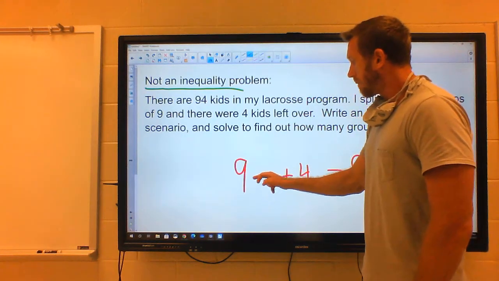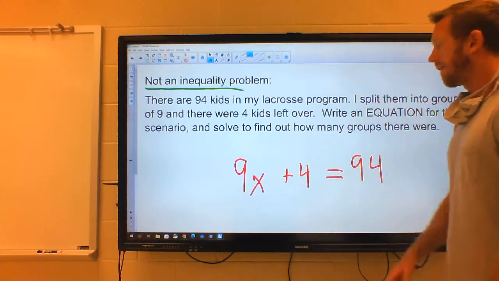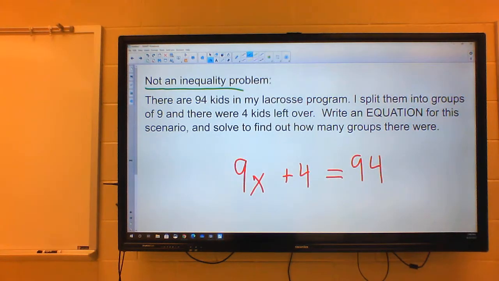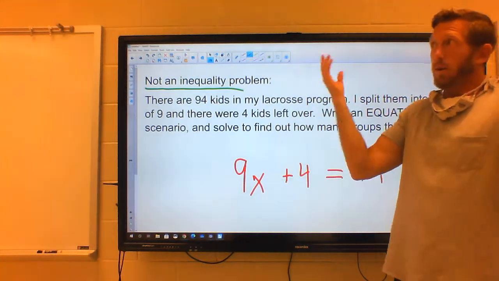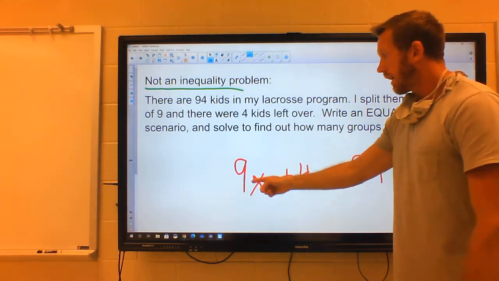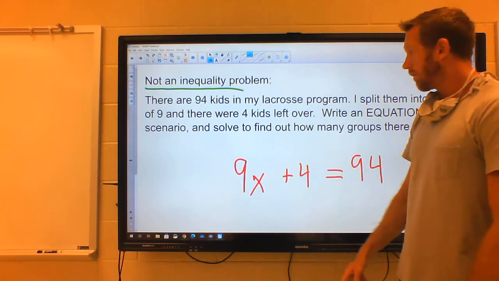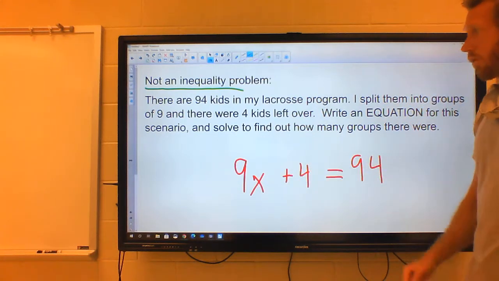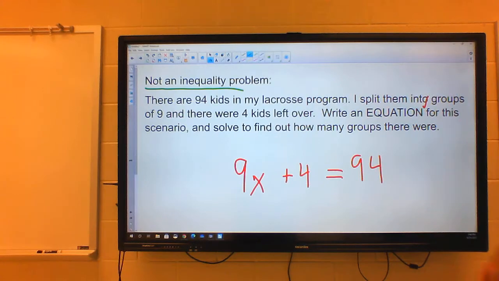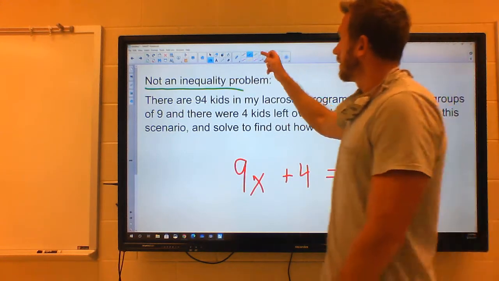Groups of 9 times the number of groups we have. X is the unknown. How many groups are there? I don't know. There's 9 kids per group times the number of groups, add 4, and that equals 94. So here is our equation.